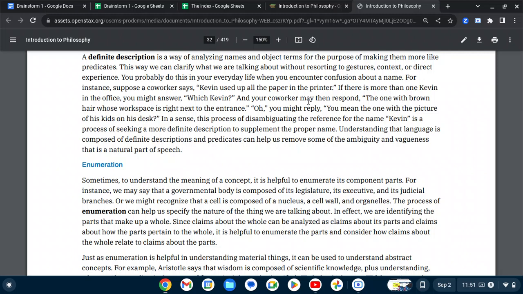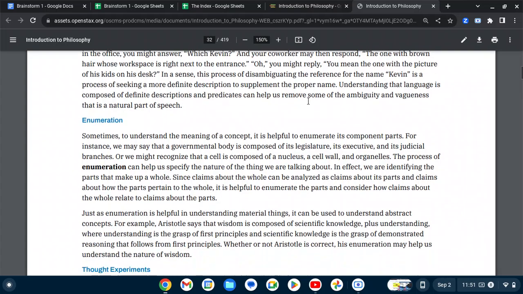If there's more than one Kevin in the office, you might answer, which Kevin? And your coworker may then respond, the one with brown hair whose workspace is right next to the entrance. Oh, you might reply, you mean the one with the picture of his kids on his desk? In a sense, this process of disambiguating the reference for the name Kevin is a process of seeking a more definite description to supplement the proper name. Understanding that language is composed of definite descriptions and predicates can help us remove some of the ambiguity and vagueness that is a natural part of speech.